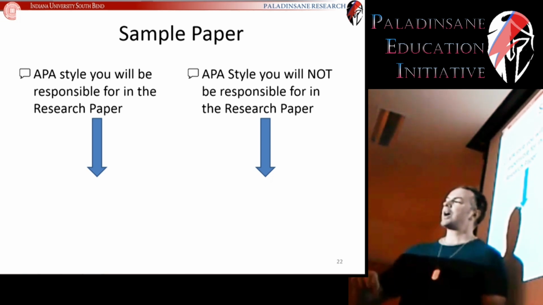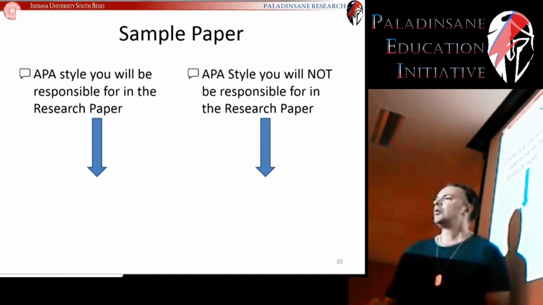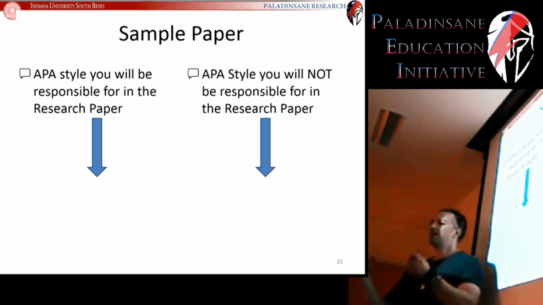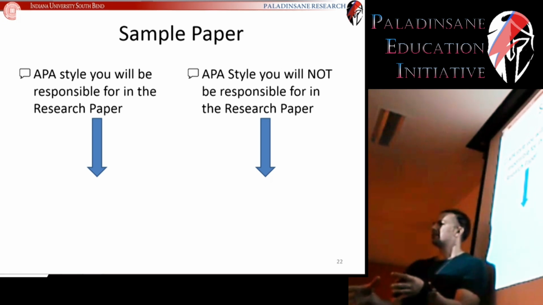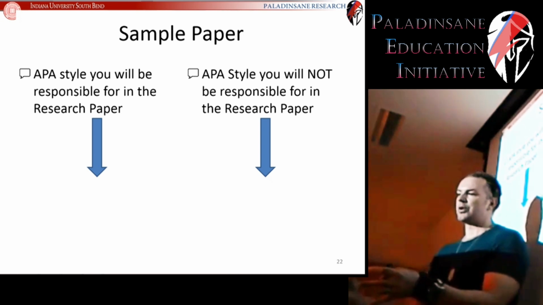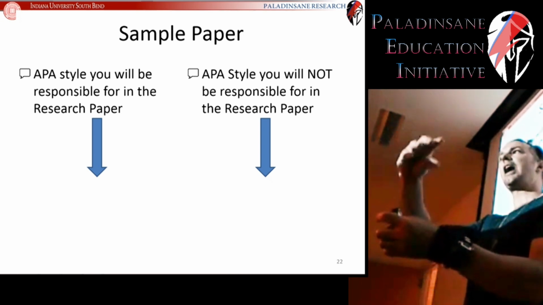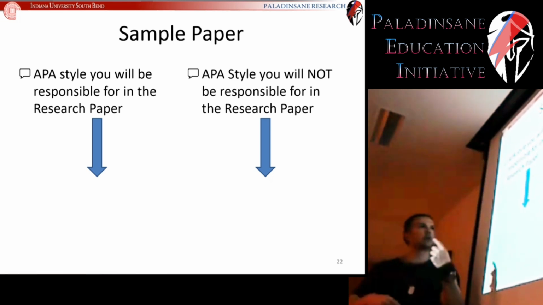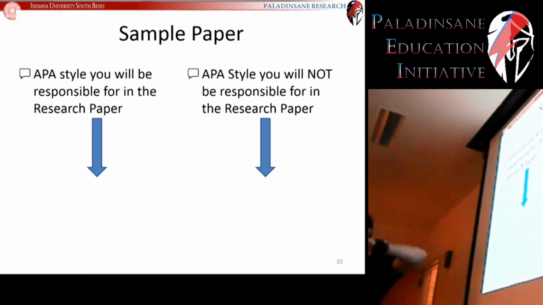So when we write our first method section, we're only going to have like 2 or 3 pieces of APA style that we're going to incorporate into the first method section. When we get to the results section, we're going to add a little bit about numbers. When we get to the discussion, we're going to add a little bit about citations. When we get to the introduction, we'll add a little bit more. So we're going to roll it out, but this is sort of an end-of-it kind of preview.